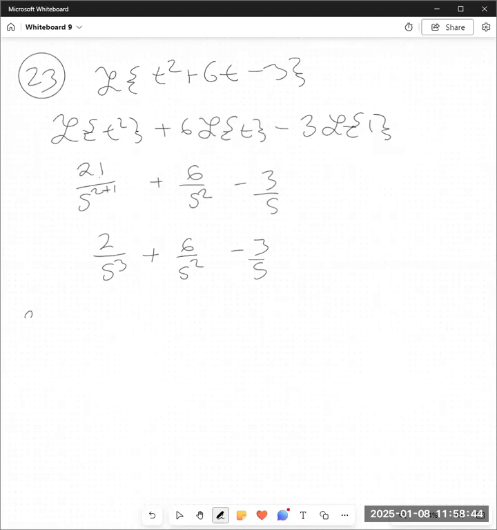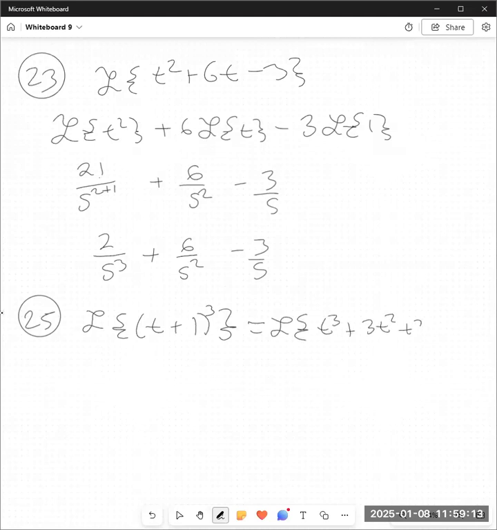Number 25 is f of t is t plus 1 cubed. We don't know how to deal with something that's called a convolution yet. That is a composition of functions. So we're going to have to break this down into t cubed plus 3t squared plus 3t plus 1. Do that off to the side if you need to, if you don't know the binomial theorem, to help you expand that as quickly as I just did.